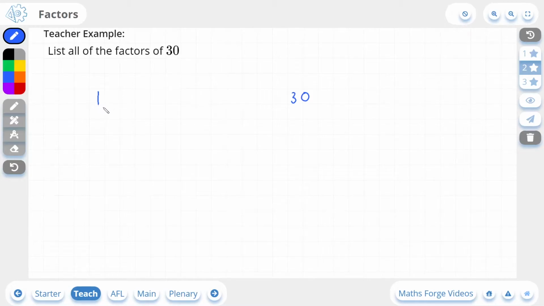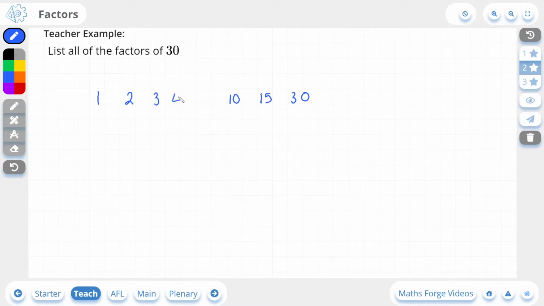I usually like to go up in my times tables and ask myself if I can multiply a number onto that that gives me 30. So after 1, I'm going to go up to 2. Can I multiply 2 by anything to give me 30? And the answer is yes, it's 15. 2 times 15 gives us 30. And now from 2, I'm going to go to 3. Can I multiply 3 by anything to give us 30? Well, yep, the answer is 10. 3 times 10 is 30.